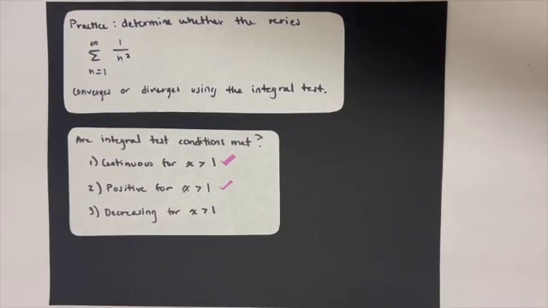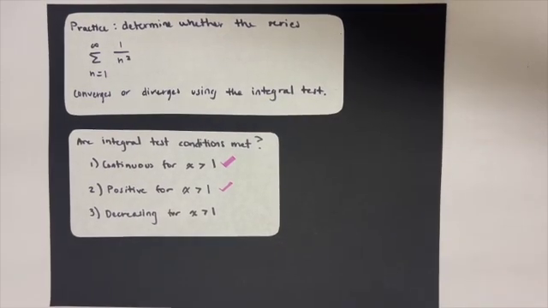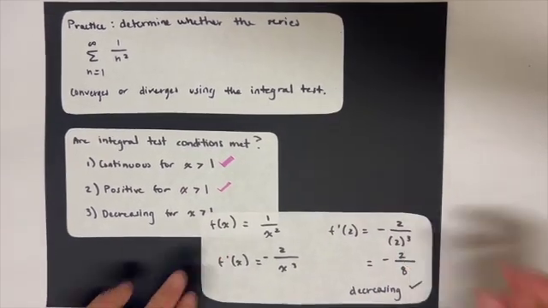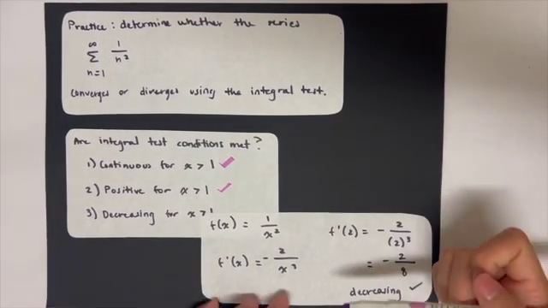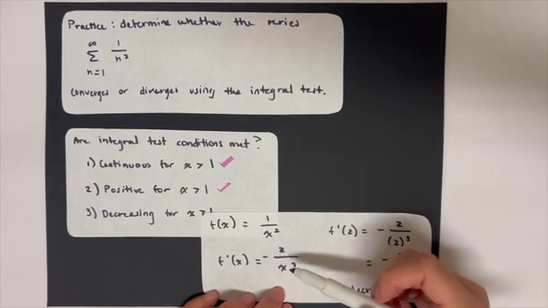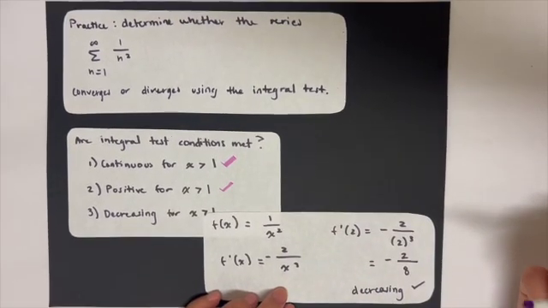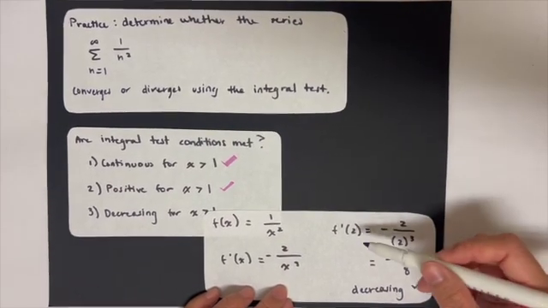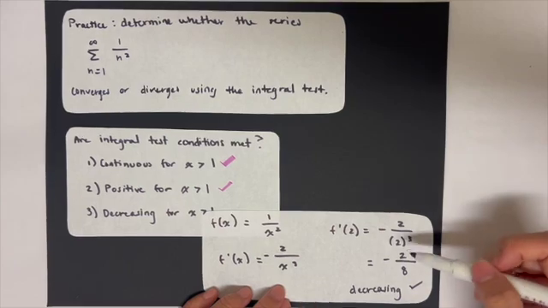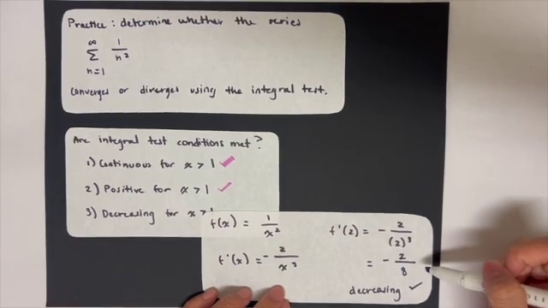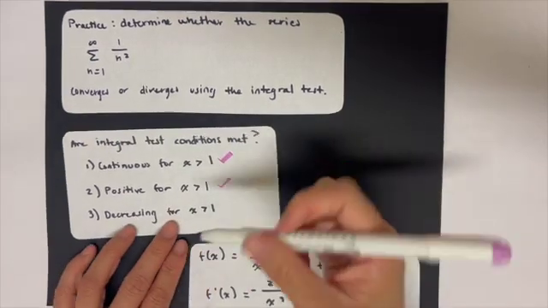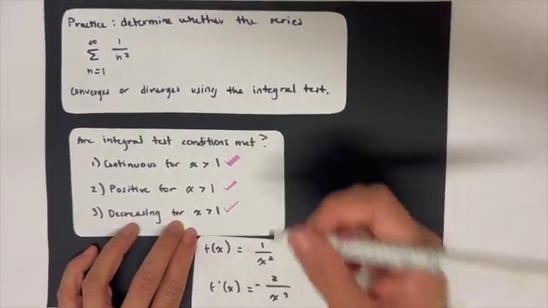To determine if the series is decreasing for all values greater than 1, we'll take a look at the first derivative. After taking the first derivative, we determine that it is equal to negative 2 over x cubed. We substitute x for a value greater than 1, and in this case we put 2, and this equates to negative 2 over 8. Because this value is negative, we know that this function is decreasing for all values greater than 1.